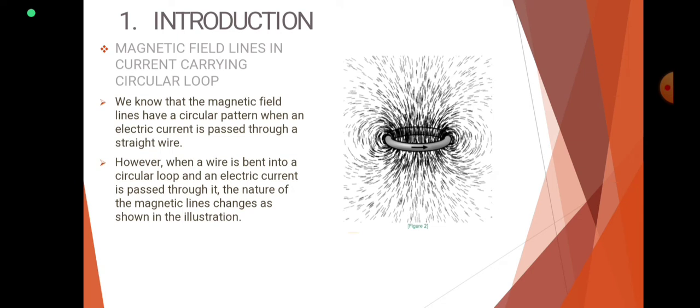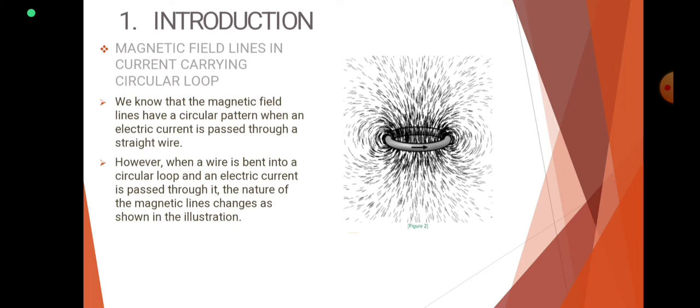So let's start our introduction. These are some things related to the circular loop: magnetic field lines in the current carrying circular loop. We know that magnetic field lines have a circular pattern when an electric current is passed through a straight wire. However, when a wire is bent into a circular loop and an electric current is passed through it, the nature of the magnetic lines changes, as shown in the illustration, figure 2.